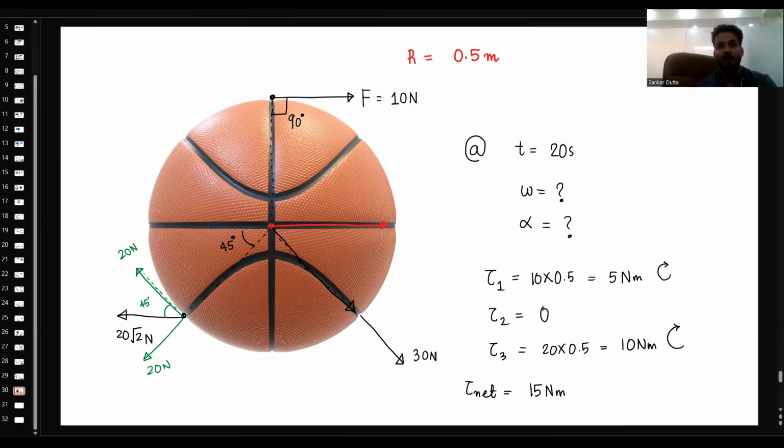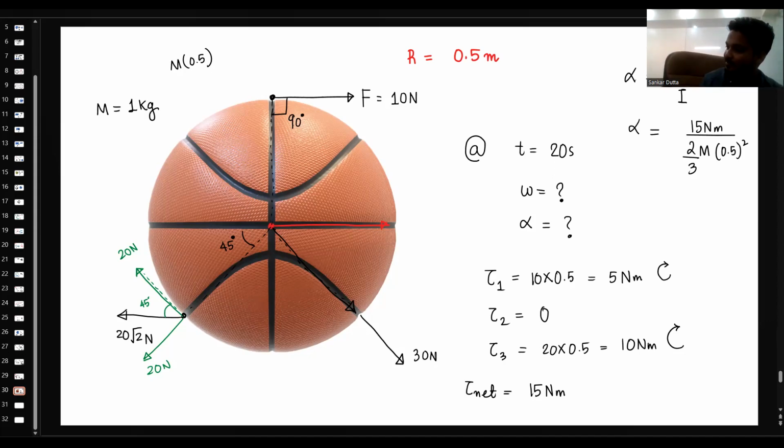Now, once we have torque, to find out alpha, just divide torque by the moment of inertia. Now, if we consider this to be a body with a mass m and radius 0.5, basketballs are hollow spheres, right? So this will be essentially 15 Newton meter divided by 2 by 3 m into 0.5 squared. So this is going to be your alpha. Now, I think I forgot to give the value of m. But how much does a basketball weigh? I don't know the official standards, but let's say 1 kg. Okay. So half a kg. How much?